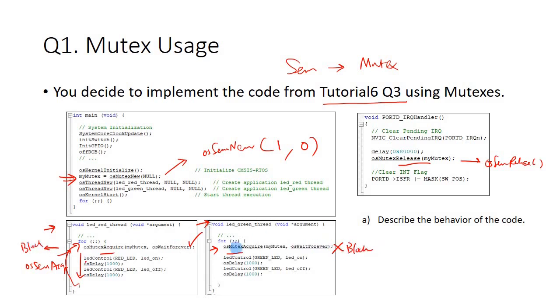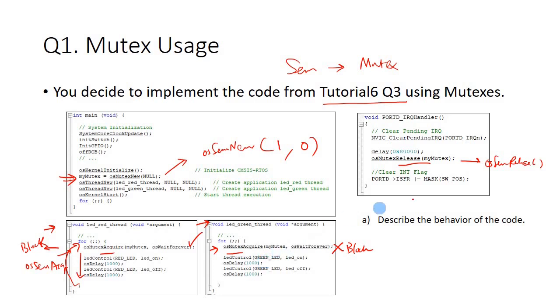In the second iteration of the LED red thread, when I try to call os mutex acquire one more time, it will realize that nobody has released the mutex, so it will go to a block state. Eventually both the LED red thread and the LED green thread will be permanently blocked because nobody has released the mutex, correct?